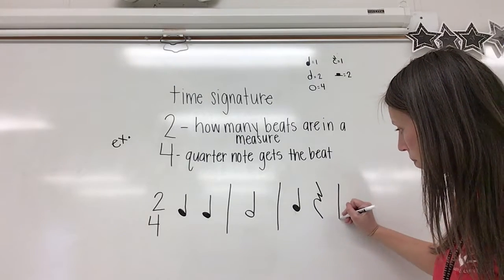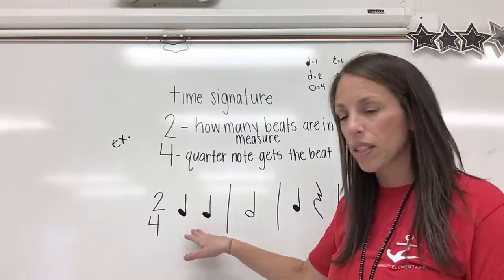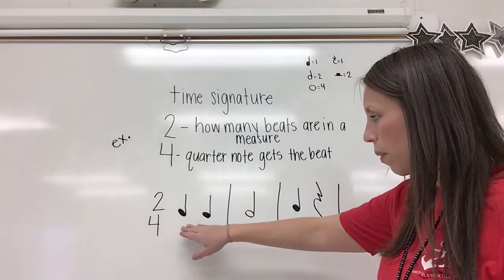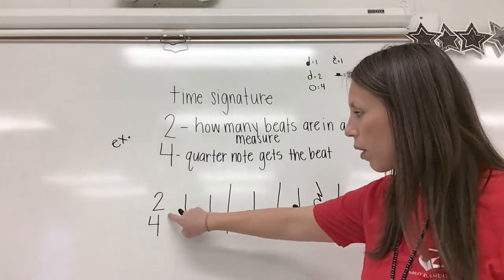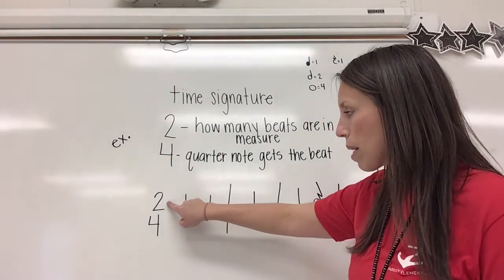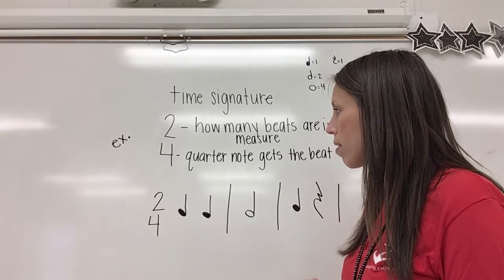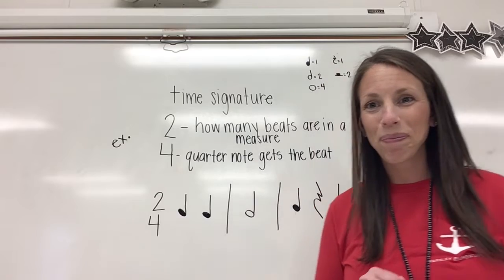Fantastic. So we can look at each of these measures and we can very easily see that we have 2 beats, 2 beats, and 2 beats. Following the time signature, remember that top number tells us how many beats are in each measure, and that bottom number tells us that the quarter note gets the beat.